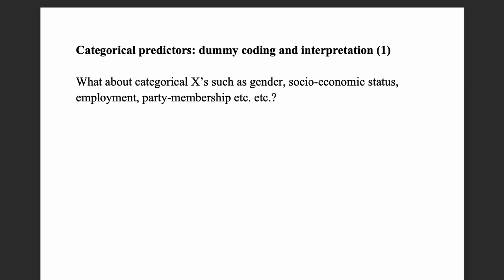If you think about something like party membership, well, people belong to different political parties, but it's not like we can just say, well, this person belongs to this party, so that's a 2, and then that person belongs to another political party, so that's a 3, and this person belongs to yet another political party, so that's a 7, and have some kind of meaningful scale of different numbers, right? So how can we deal with that?